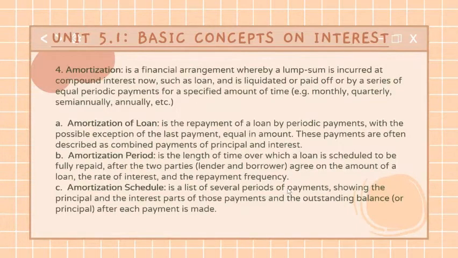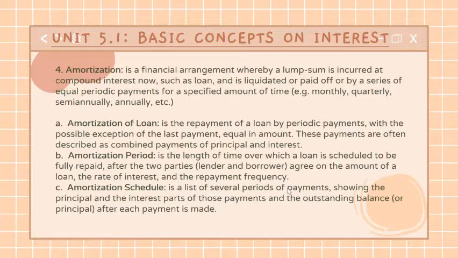On the other hand, amortization is a financial arrangement whereby a lump sum is incurred at compound interest now, such as a loan, and is liquidated or paid off by a series of equal periodic payments for a specified amount of time. Example: monthly, quarterly, semi-annually, or annually, and so on.